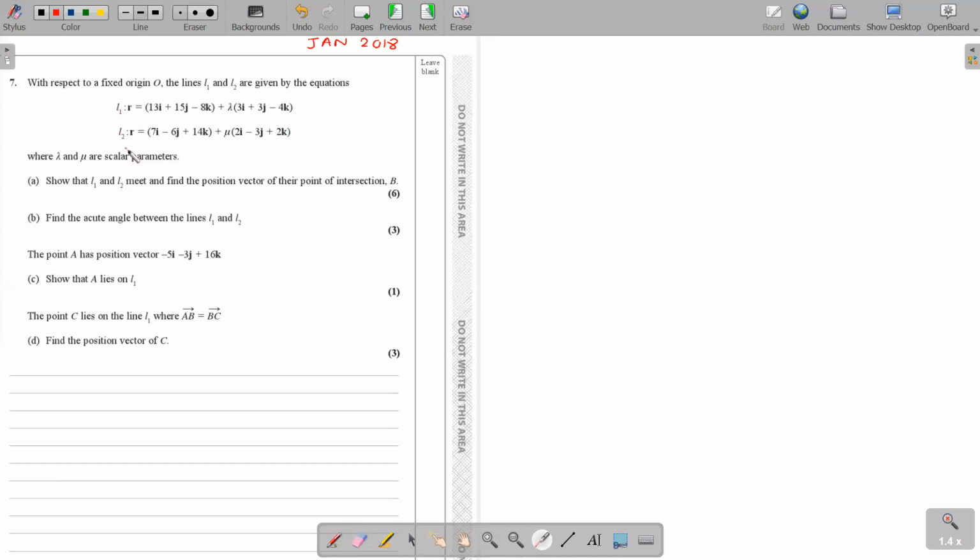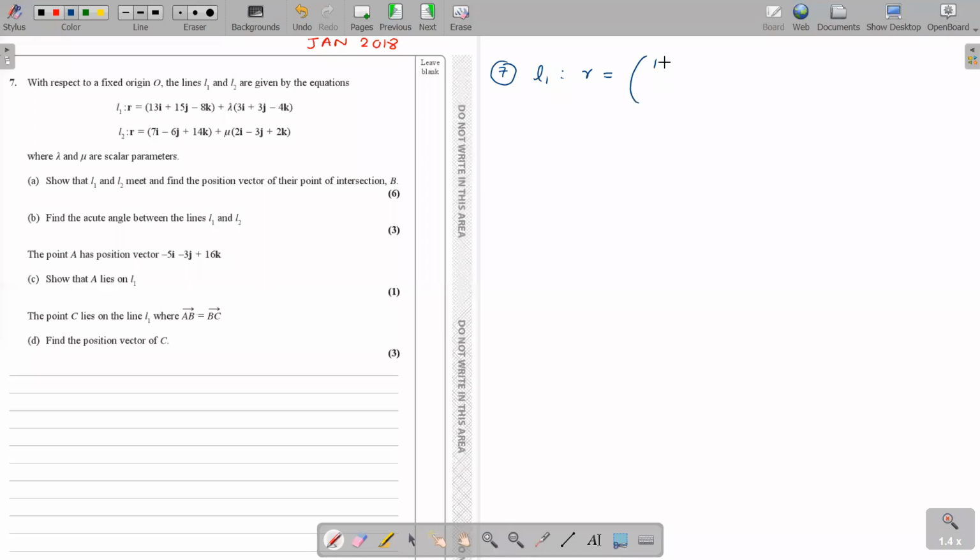So they have given you two lines similarly. Show that line 1 and line 2 meet and find the position vector of their point of intersection. So 6 marks. Okay. Now the method here is quite simple, right? What we'll do here is first write this in vector form, where I write it as a column vector.